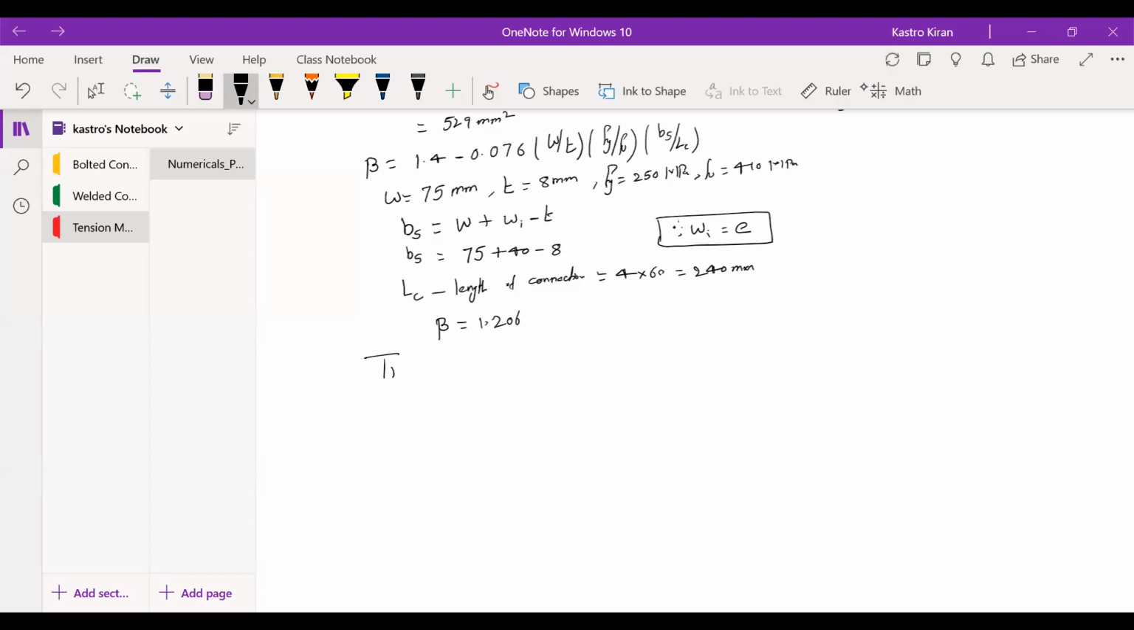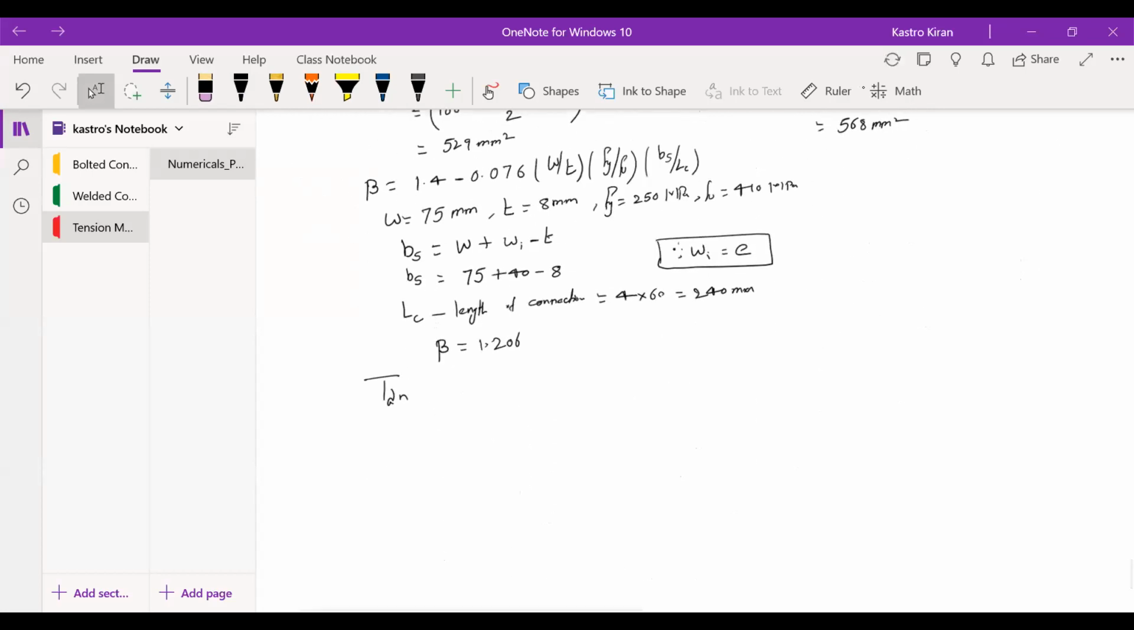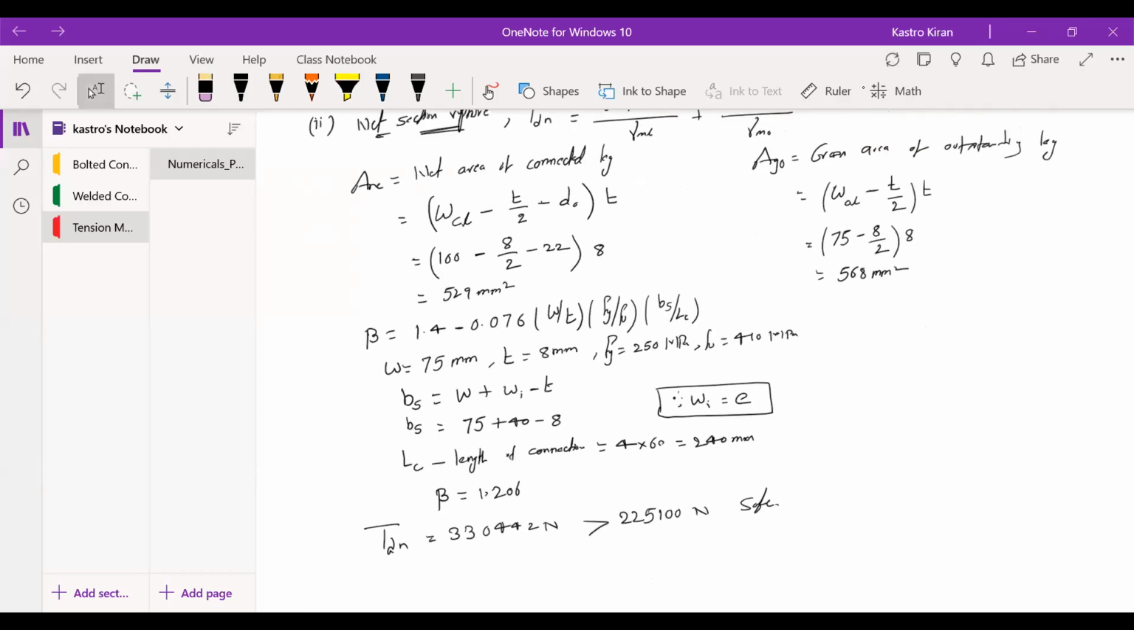Now substitute all the values in the Tdn formula. You know beta, ANC, AG naught and all. Just substitute the values in Tdn, and the Tdn value is obtained as 330,442 newtons. This value is also greater than 225 kilonewtons, so this is also safe. That means the angle section which we selected is safe in net section rupture as well.